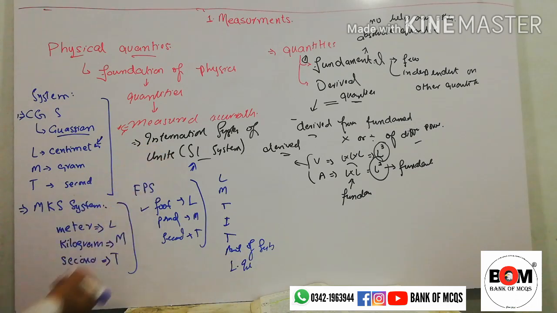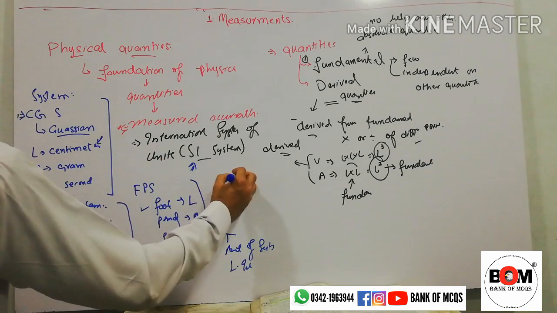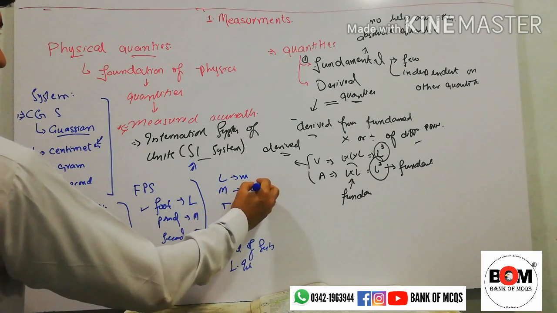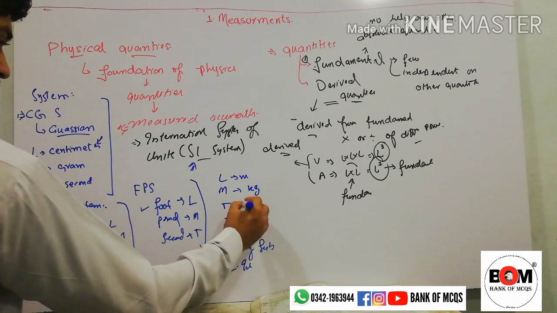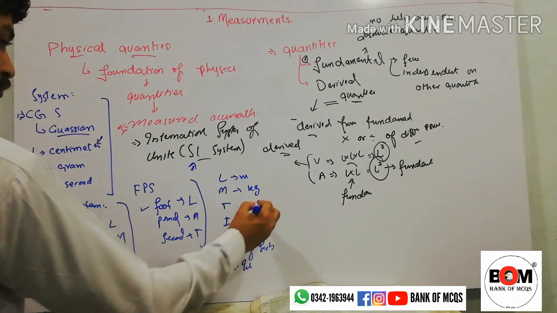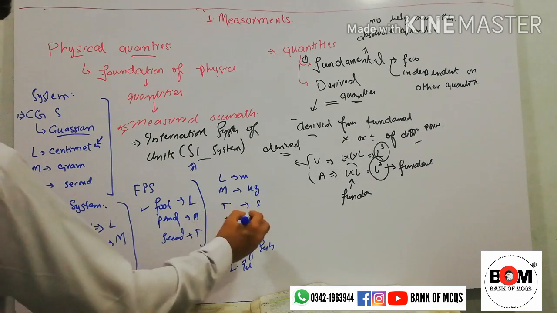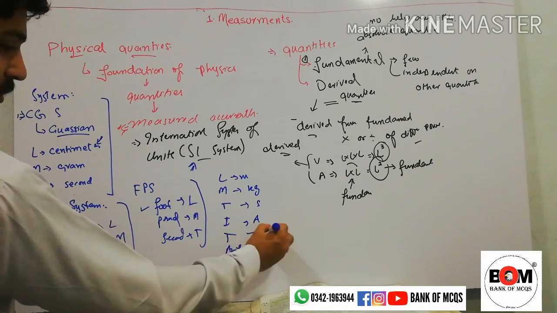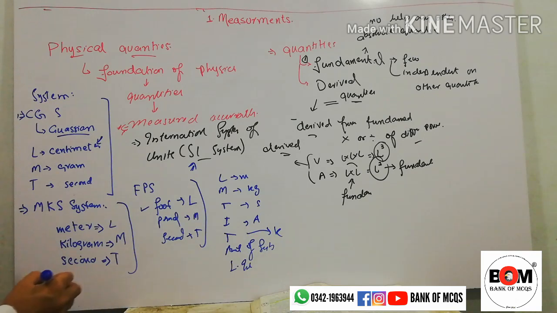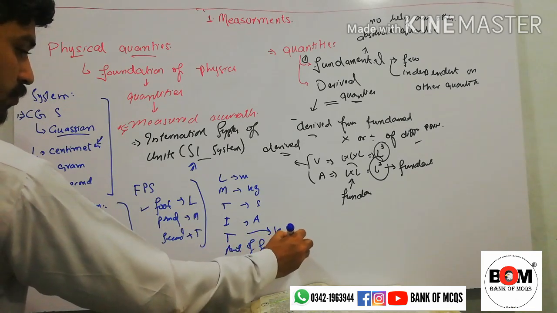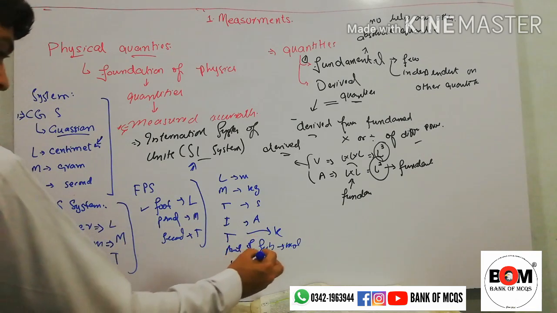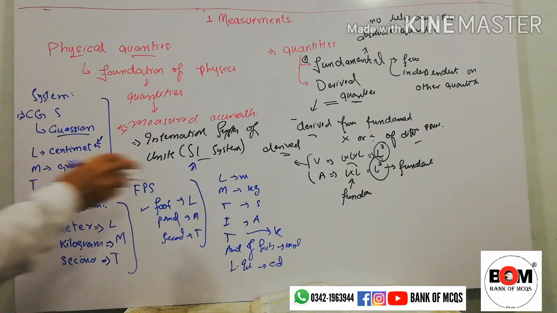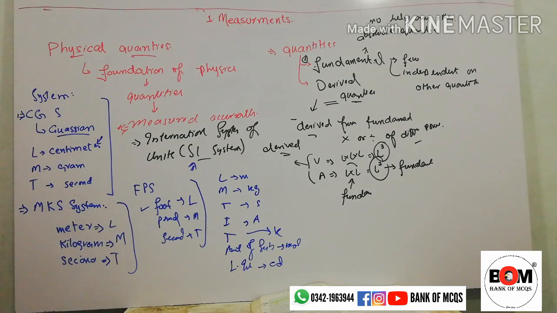So System International provides the unit meter for length, and for mass they provide the unit kilogram, and for time they provide the unit second, and for current they provide the unit ampere. The next, for temperature, the System International unit is Kelvin. For amount of substance they use the unit mole, and for luminous intensity they use cd, which means candela. So this was System International.